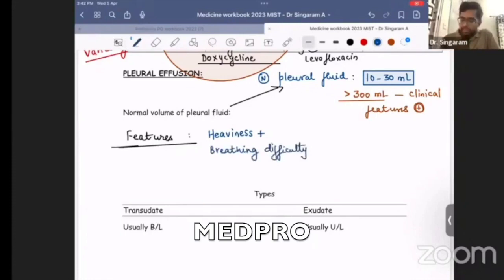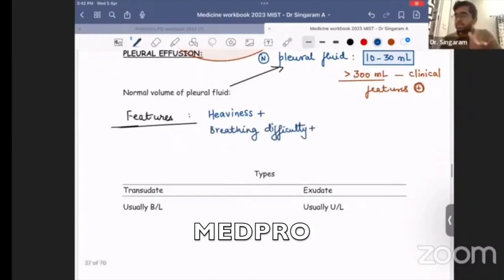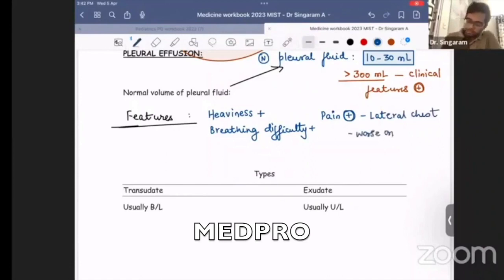And very, very rarely, when the pleura is inflamed, because inflammatory conditions like pleuritis can also cause pleural fluid, they can have pain. Pain means in the lateral chest they will have the pain, not in the central part of the chest like angina and all. No, they will have it in the sides of the chest. So it will be in the lateral chest they will have pain, and this pain will be worse on inspiration, as well as worse with coughing.